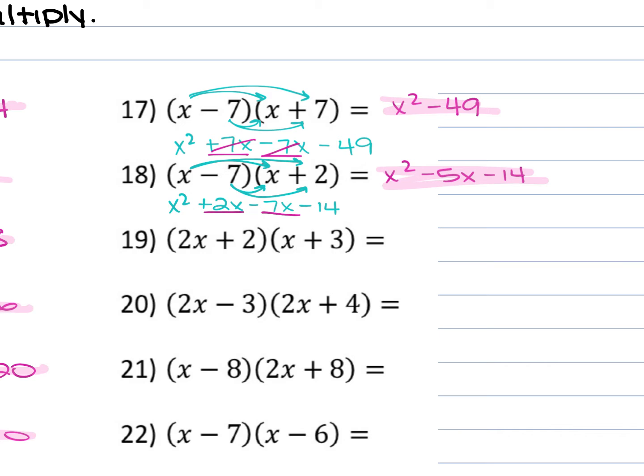Number 19, you have 2x plus 2 times x plus 3. So the 2x times x gives us 2x squared. Then the 2x times 3 gives us 6x. The 2 times x is 2x. And the 2 times 3 is 6. So your like terms here are the 6x and the 2x, which gives us 8x. So this leaves us with 2x squared plus 8x plus 6.